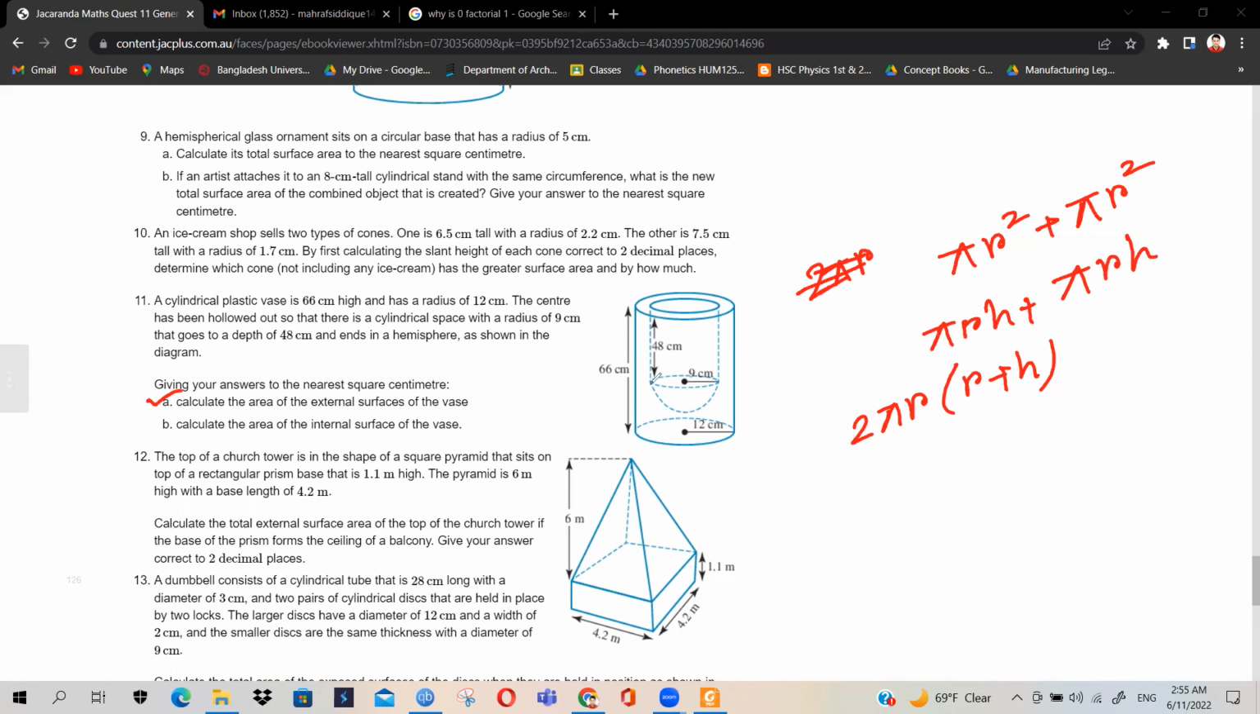And in the case of the internal surface, we have a cylinder, the radius of which is given, and the height is also given. And for the hemisphere, the formula is 4 pi r squared. That is for the sphere, and for a hemisphere, we divide it by 2. And what is the radius of the hemisphere? It's 9, so you will replace r with 9. And you will get the answer.